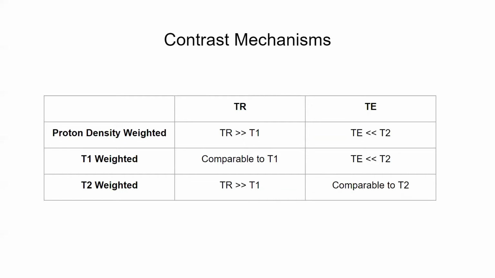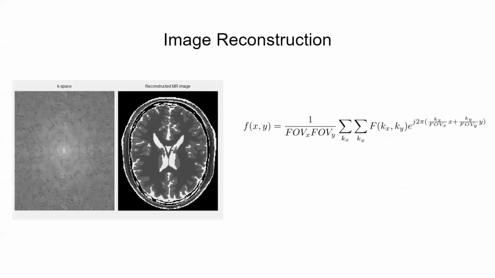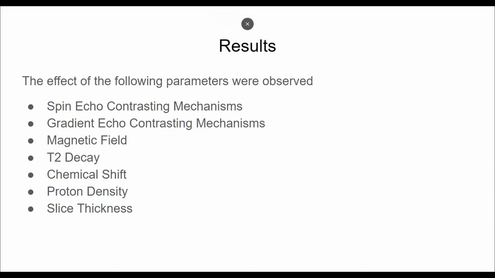And similarly, for T1 and T2 weights, we change the TR and TE values based on the target contrast mechanism. And as you can see here, we employ a basic Fourier inverse transform to construct our beautiful MR image from the k-space.